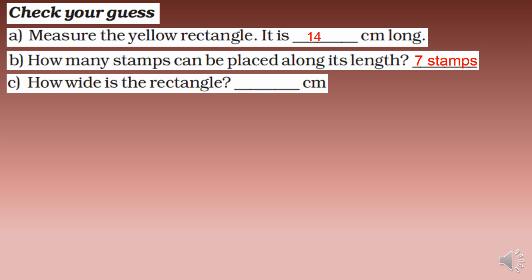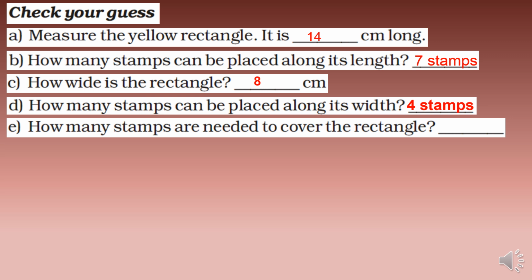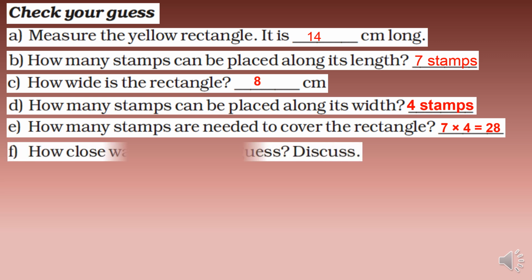How wide is the rectangle? With the scale, if you measure, you will see that it is 8 centimeter. How many stamps can be placed along its width? You can see that 4 stamps can be placed along its width. How many stamps are needed to cover the rectangle? 7 stamps in the length and 4 stamps in the width. So 7 fours are 28 stamps needed to cover the rectangle.